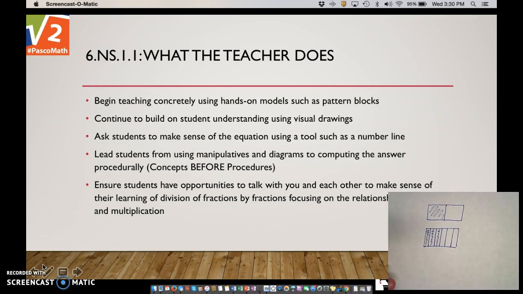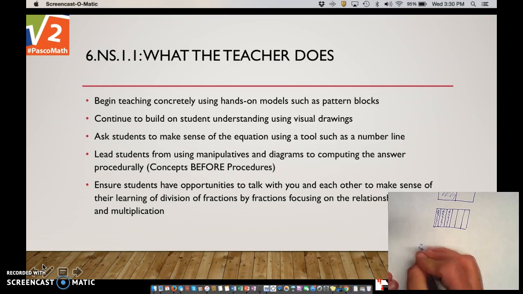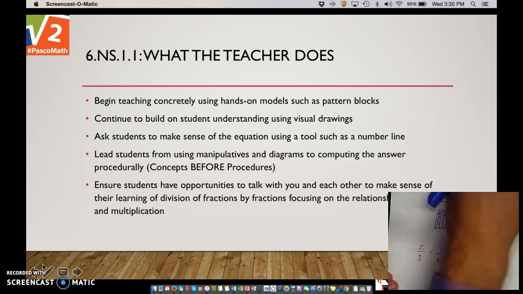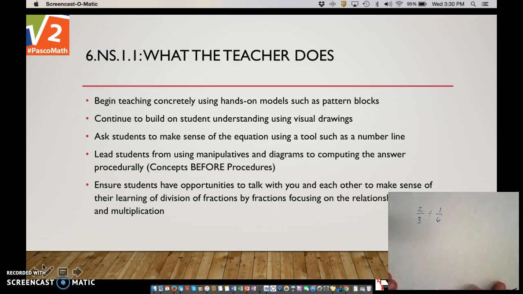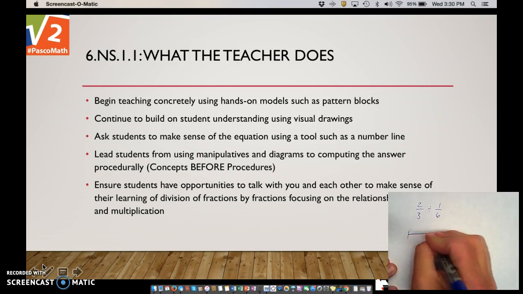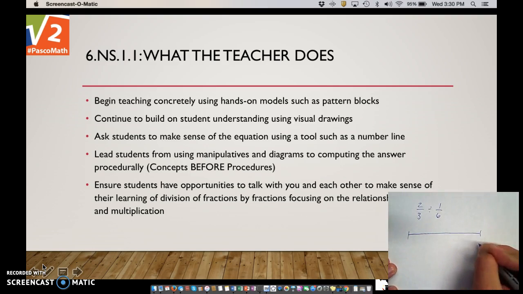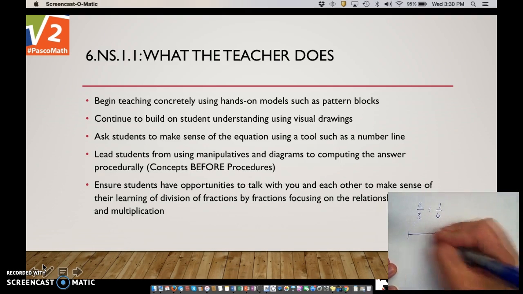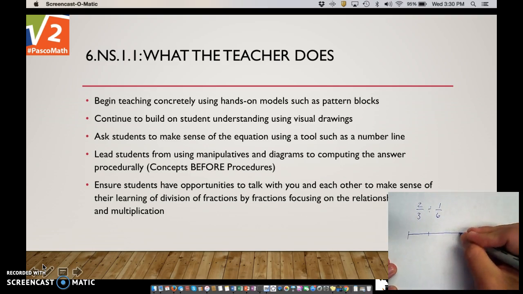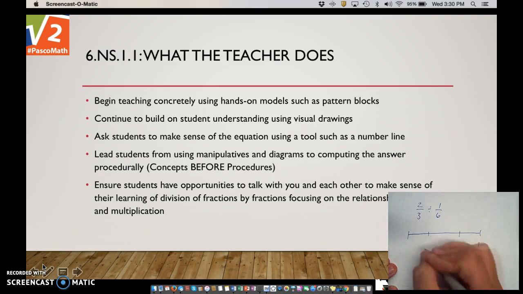So we can have something as simple as, let's say that we are asking students 2/3 divided by 1/6, and we wanted them to use the number line to represent that. So we could model this on the number line. I'm going to use 1 as my whole. Try to break it into thirds. Not the best at this, but pretend those are thirds. So I have 1/3, 2/3.